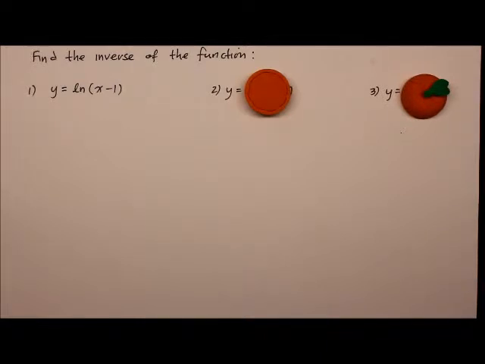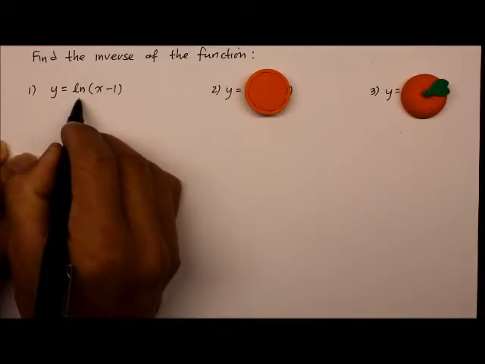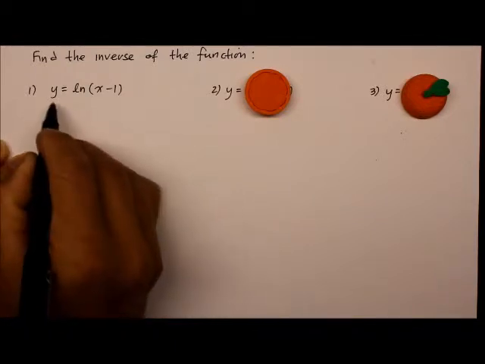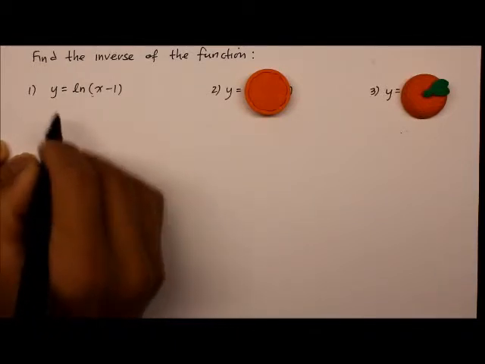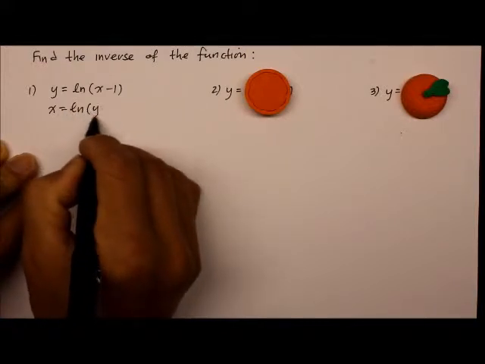And continuing with the definition of a logarithm and the concept of inverse function, where x and y switch places, here we have y is equal to natural log of x minus 1. And so I'm going to go ahead and switch y and x, so we get x is equal to natural log of, well, y minus 1.